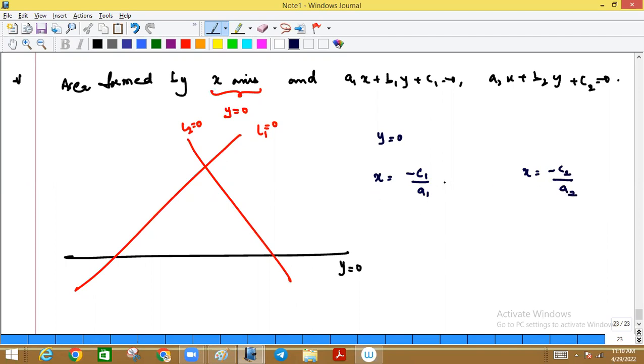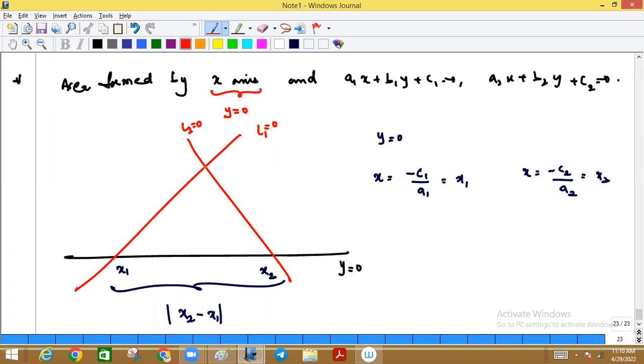I'm taking it as x1. I'll take it as x2. Suppose this is x2, this is x1. What is the distance between x2 and x1? x2 minus x1. This will give you what? This will give you the base.